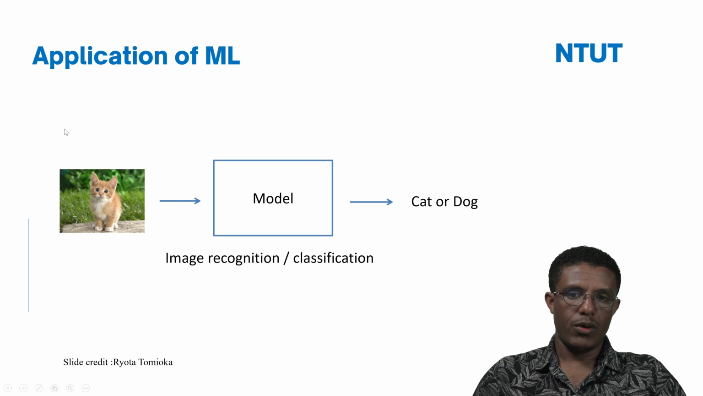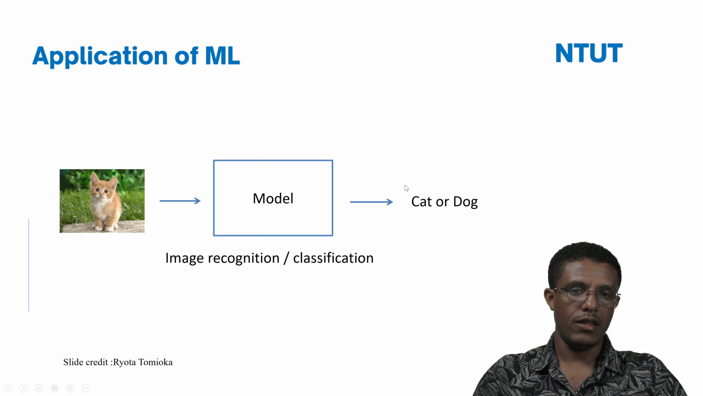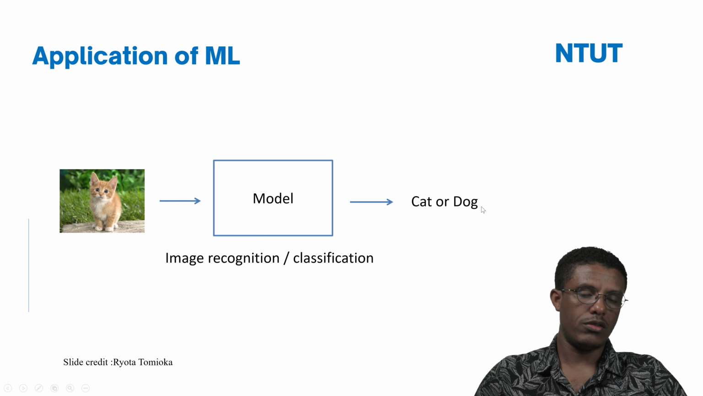This is an example of image recognition and classification. This is an image of a cat, and this image is input into the training model, and the model automatically says that this one is a cat or this one is a dog. It depends on the training data. When you give the data or the image to the algorithm or the machine learning model, the machine learning algorithm helps to classify or categorize whether this is a cat or a dog.